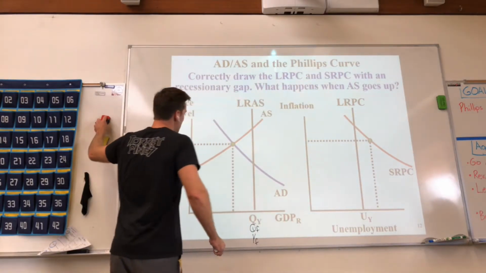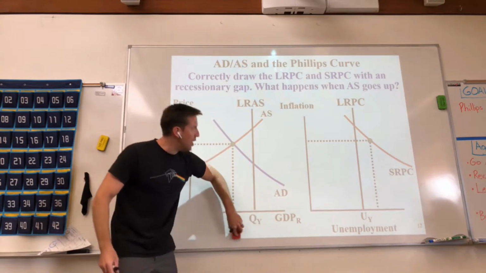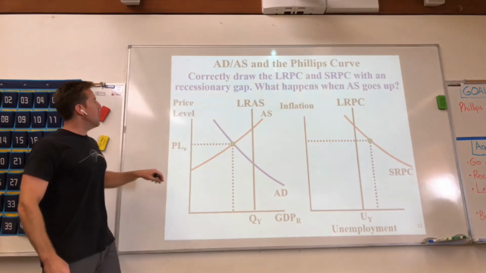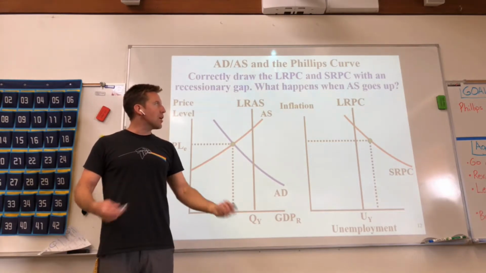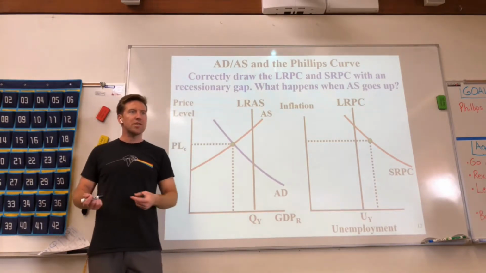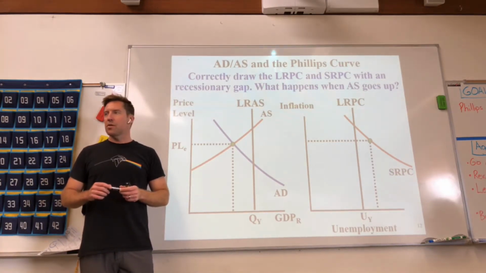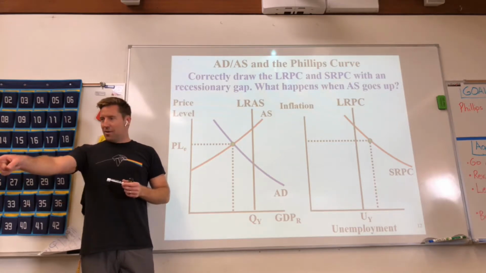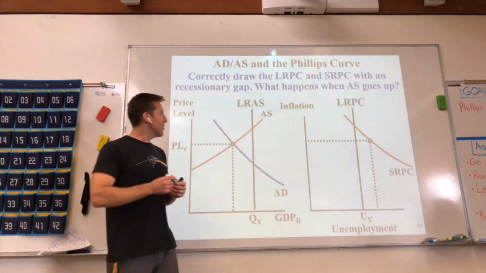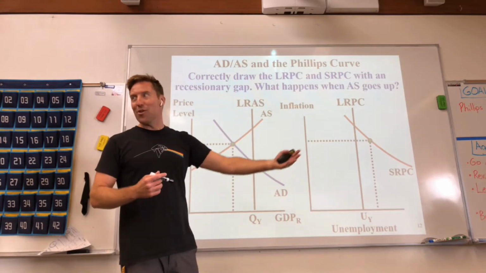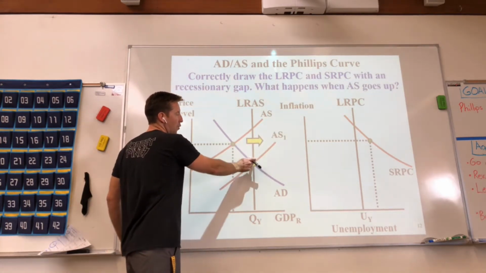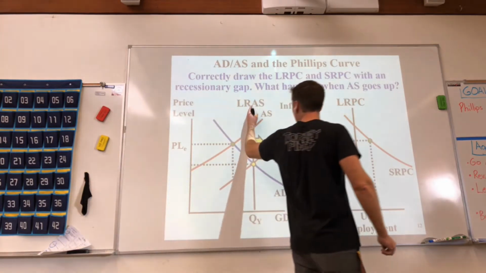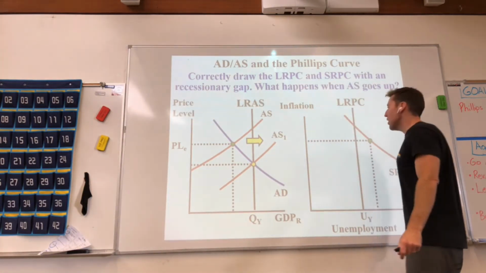Okay, so now that we've practiced setting that up, let's shift it. In this example, it says what happens if aggregate supply goes up? If aggregate supply increases, which direction does it shift? Right. We're increasing our aggregate supply. We shift to the right. So, boom, we've gone down. We've returned to our long run aggregate supply over here.